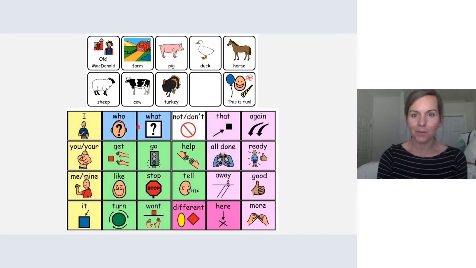What animal was next? A duck. A duck lives on Old MacDonald's farm. What animal do you think we might see? I think we might see a horse. This is fun. Let's find out.